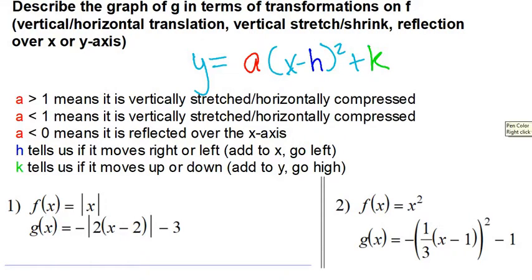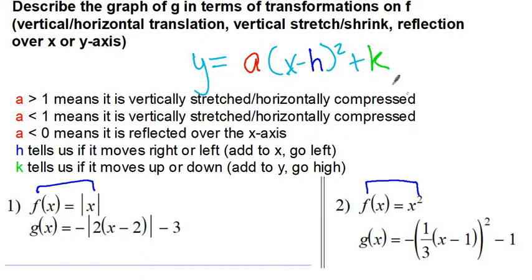All right, so now that we know something about transformations, we're going to actually look at a couple specific examples. Our goal here for number 1 and 2 is we want to look at these parent functions. The parent function on number 1 is the absolute value. The parent function on number 2 is this parabola, the U shape, x squared.